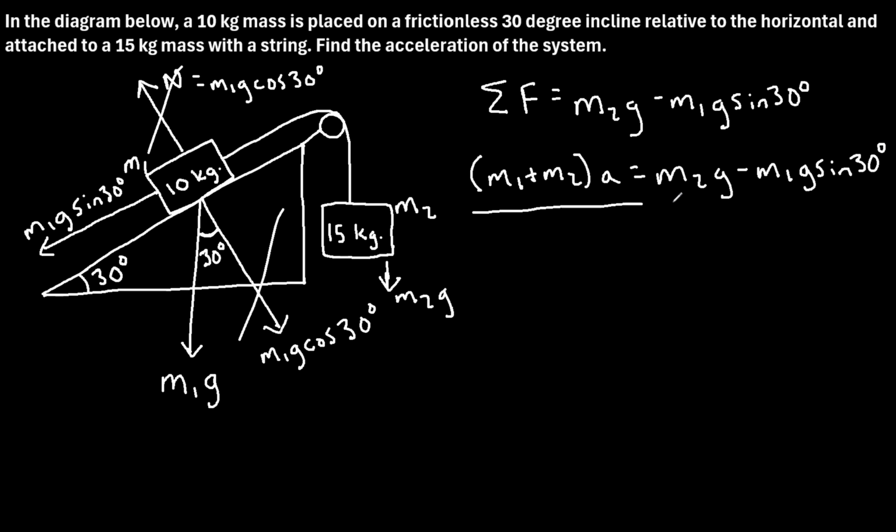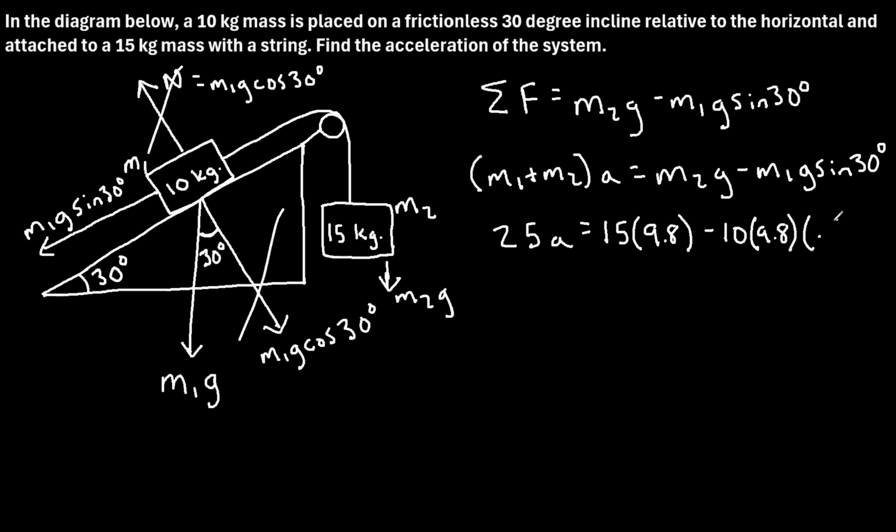So now that we've written out this equation, we have everything that we need to solve for a, the acceleration in the system. So let's go ahead and fill in all the values that we know. So M1 plus M2, that's 10 plus 15, which is 25. So we'll say 25a is equal to M2, that's 15, times g, the magnitude of gravity, that's 9.8, minus M1, the mass of the first block is 10, times 9.8, times the sine of 30 degrees, which turns out to be 1/2, or 0.5.